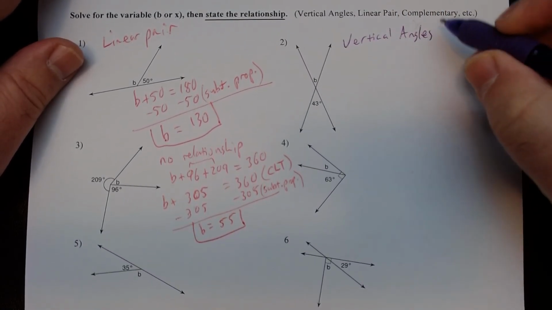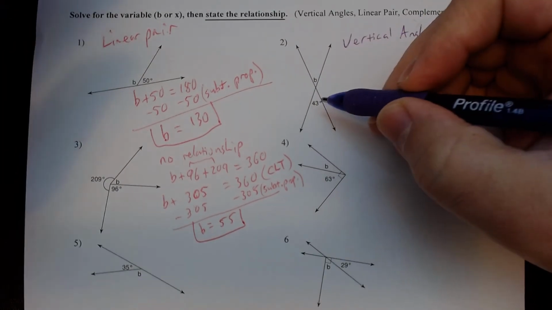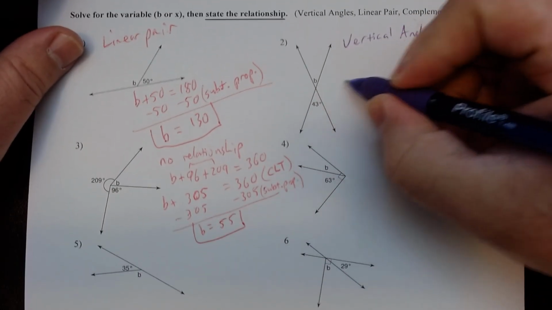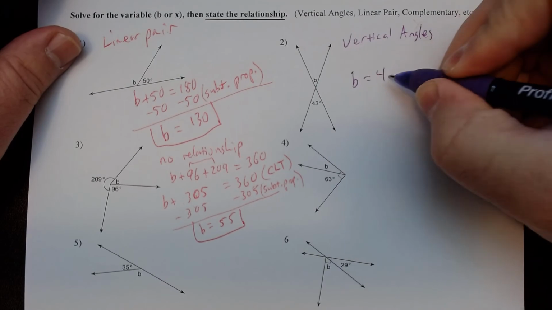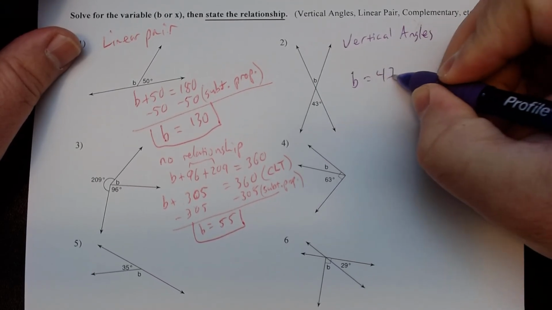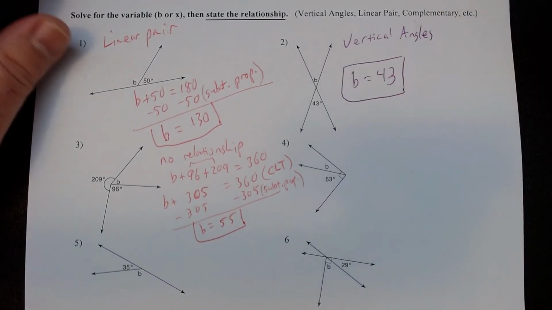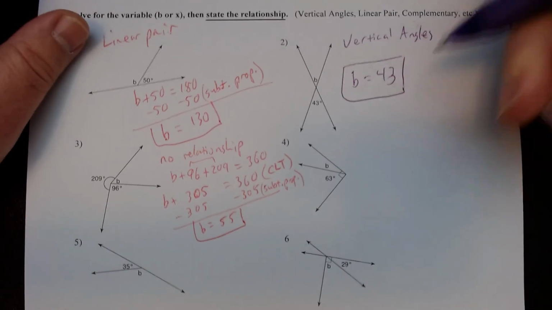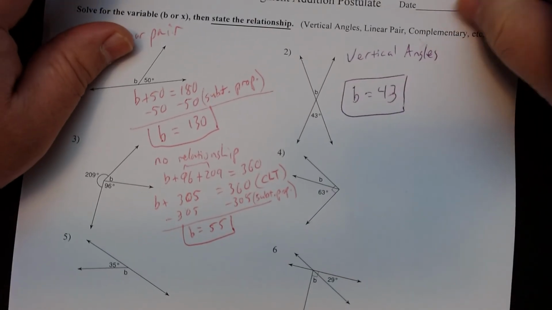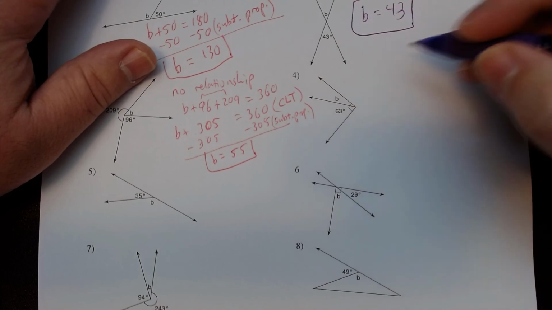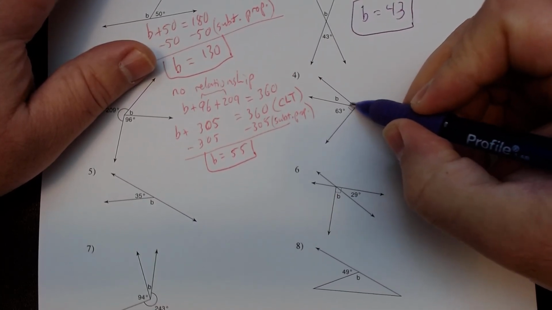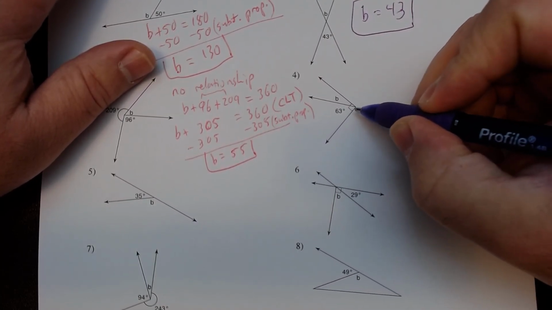The way vertical angles work, remember that they look the same. They actually are the same. So all you got to do is set up the equation b equals 43. On that one, there's really no work to do because it already gave you the variable. You're finished. Number 4 over here, this little square in the corner means that they are complementary.